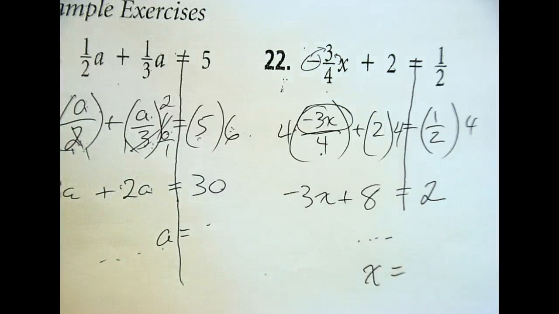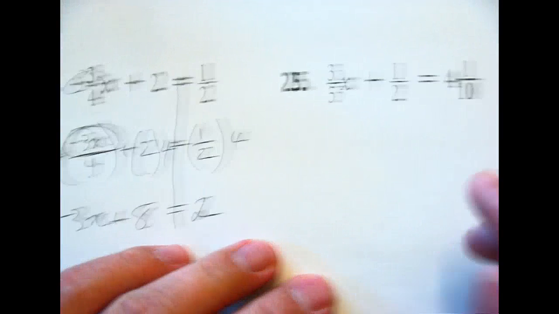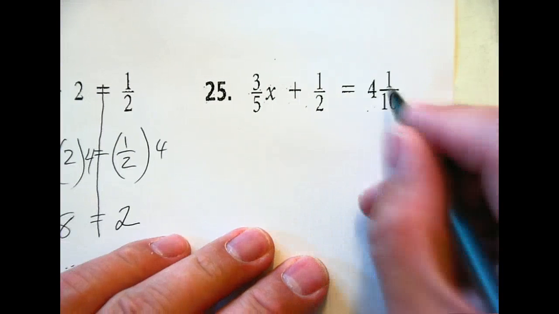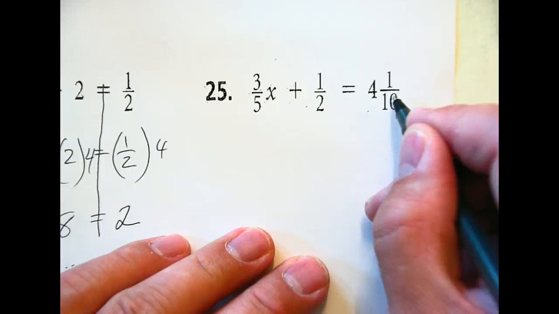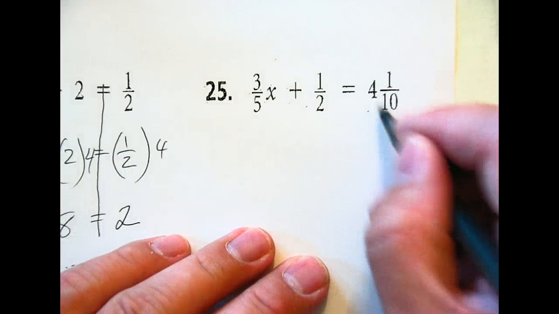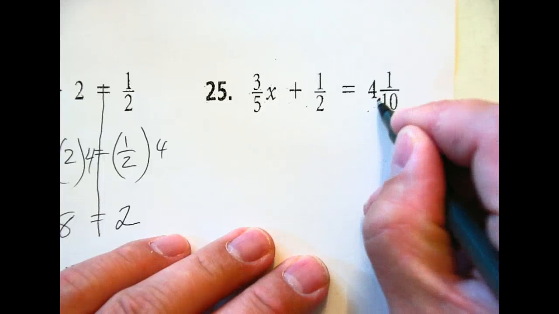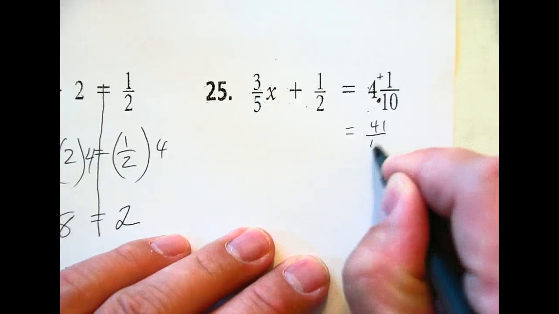Any questions there? Hey, just so you're aware, number 25, everyone take a look at it. You've got to change this mixed number to a fraction first. If you're not sure how to do that, you have 4 tenths. 4 times 10 is 40 plus 1. That's 41 tenths. That's what you have right there.